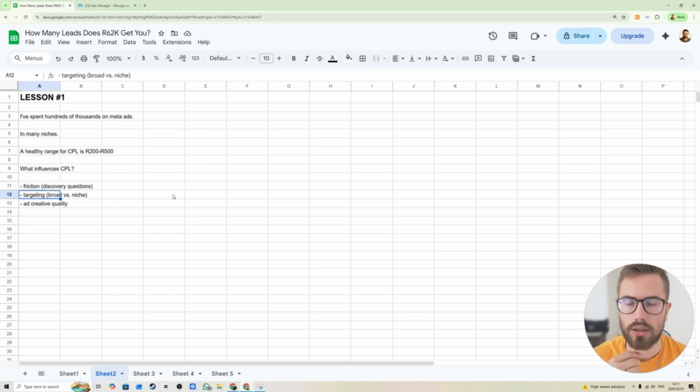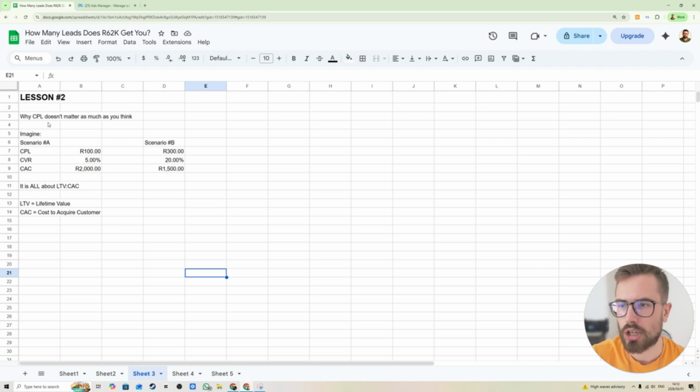Then there's targeting. Obviously, the more broad your offer, the more people it applies to, the cheaper it will be. Whereas if you sell something super niche, like maybe you help construction companies find a cement supplier, then your cost per lead is probably going to be higher. And then the last one is ad creative quality. Make sure that your ads are legit. Okay? If you run bad ads, your cost is going to be very, very high.